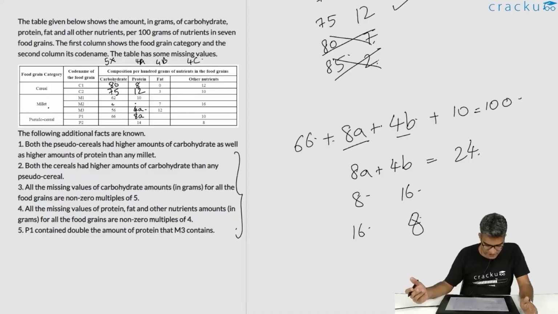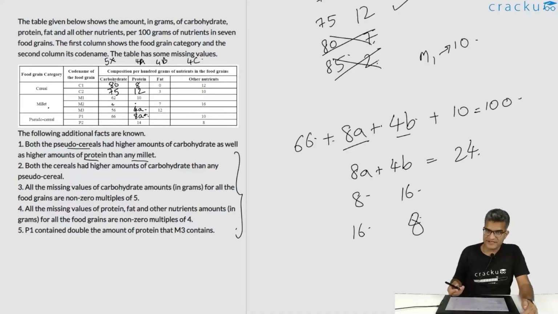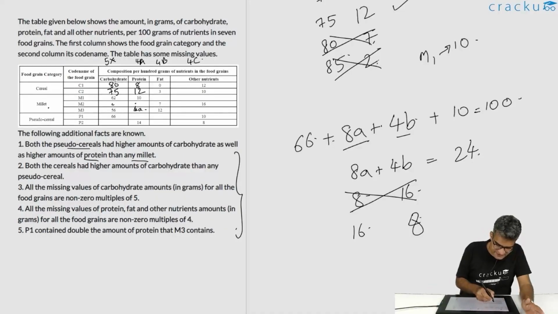Can we say anything about the multiple of 8 over here? What we know is that the amount of protein in any pseudo cereal is greater than that in any millet. And one of the millets, M1, has a protein of 10. So the amount of protein has to be greater than 10. So this can't be 8 and 16. The only possibility is that this will have to be 16. And therefore this will have to be 8. And the amount of protein in millet M3, which is half of this, therefore has to be equal to 8. And the other one will be 28 plus 12 is 20 plus 56 is 76. This will be 24.